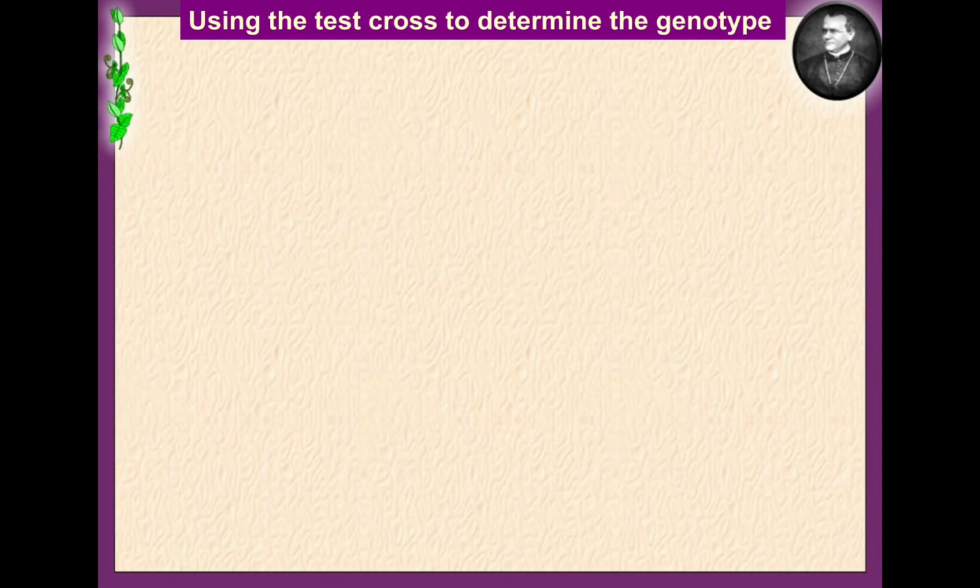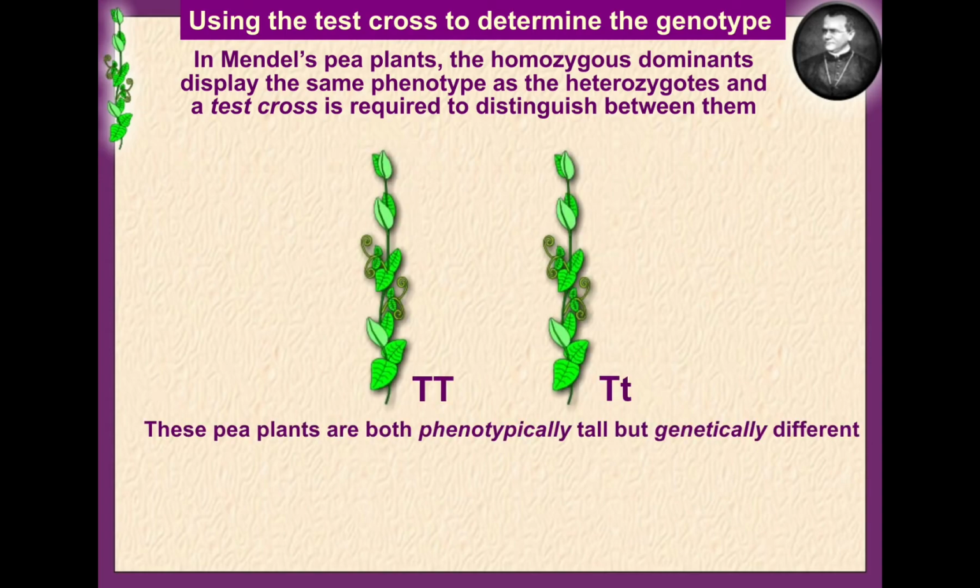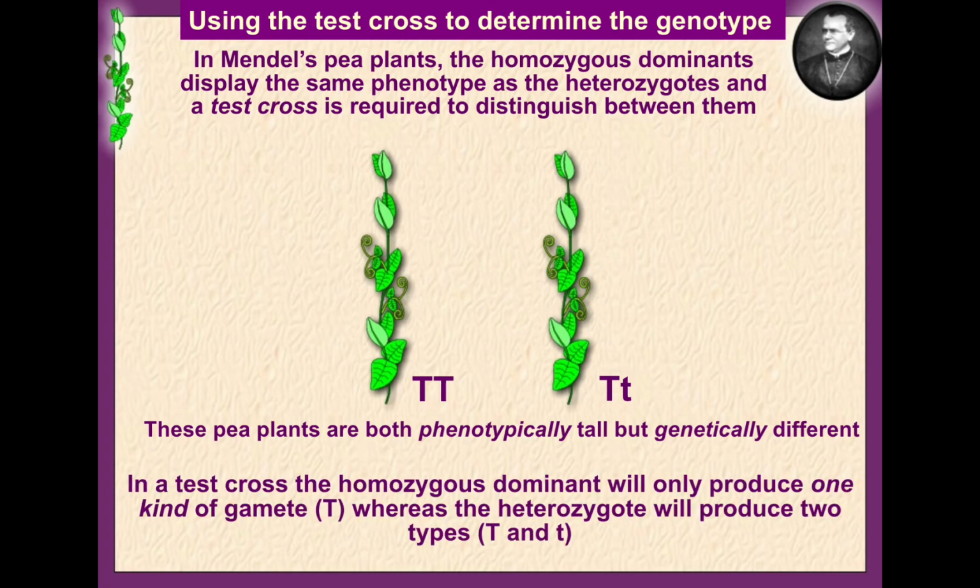It is also possible to use a back-cross test to determine the genotypes of the offspring. Both of these tall plants are obviously tall. They contain at least one of the tall factors or tall alleles. Although these are both phenotypically the same, they are genetically different. One is homozygous dominant, the other is heterozygous. In a test cross, the homozygous dominant will only produce one kind of gamete, whereas the heterozygous produces two types, one dominant and one recessive.